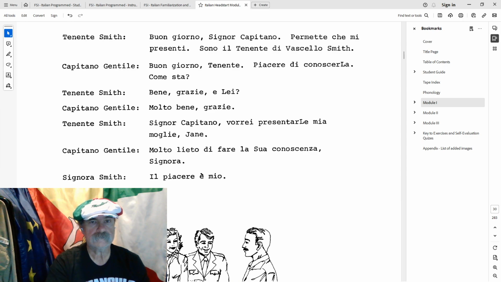The word for Mr. and Sir in Italian is Signore, but in front of ranks and surnames it becomes Signor.